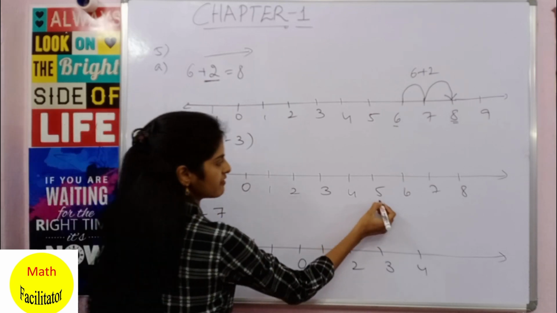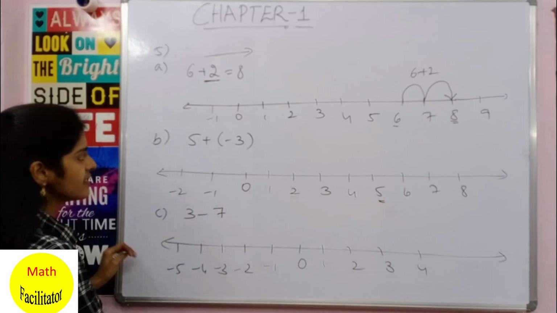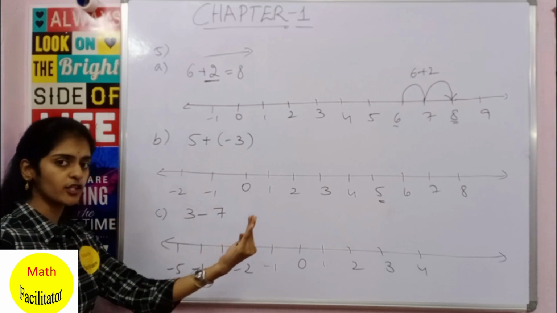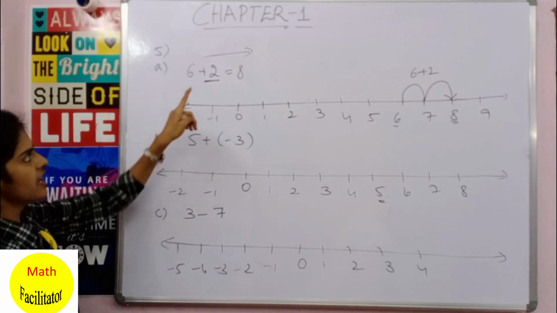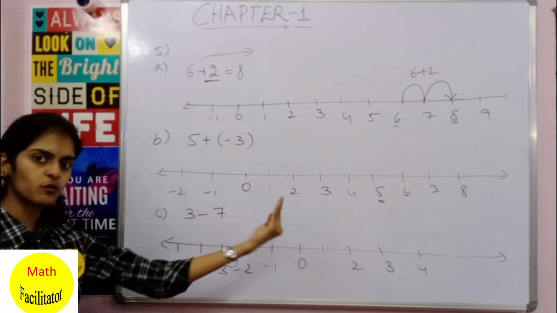Now you'll start from 5. You'll draw a number line, mark the numbers and you'll start from 5. And you are adding a negative integer to 5. That means you'll move where? You'll move to the left on the number line. When you add a positive integer, you'll move to the right. When you add a negative integer, you will move to the left.